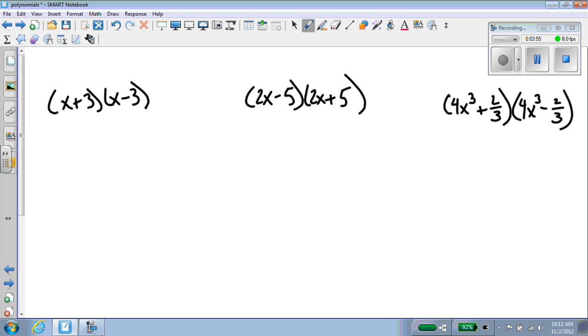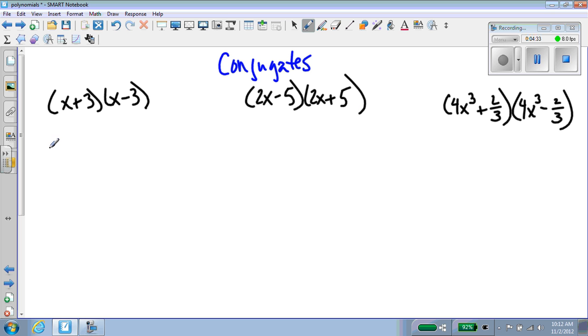This is two binomials, but they are kind of special because one of them is x plus 3 and the other is x minus 3. One of them is 2x minus 5 and the other is 2x plus 5. One of them is 4x to the third plus 2/3 and the other is 4x to the third minus 2/3. These are actually called conjugates, because although the first term stays the same, the second term is the opposite.